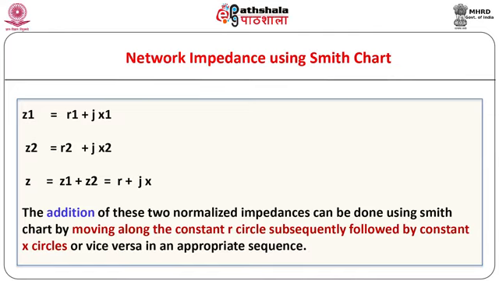Let us suppose that it is needed to add two normalized impedances Z1 is equal to R1 plus jX1 and Z2 is equal to R2 plus jX2. Let Z is equal to Z1 plus Z2 equal to R plus jX. The addition of these two normalized impedances can be done using Smith chart by moving along the constant R circle subsequently followed by constant X circle or vice versa in an appropriate sequence.